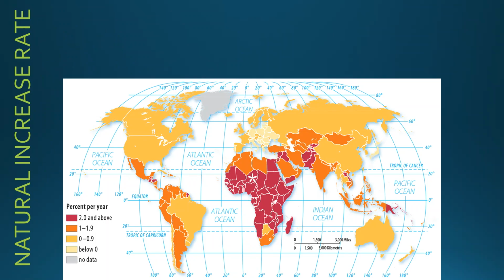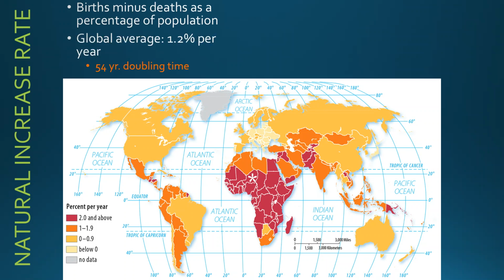So first we need to understand the natural increase rate, or the rate of natural increase. And this is births minus deaths as a percentage of the population. So the global average is 1.2% per year, which will allow the global population to double in 54 years, which is not that long.